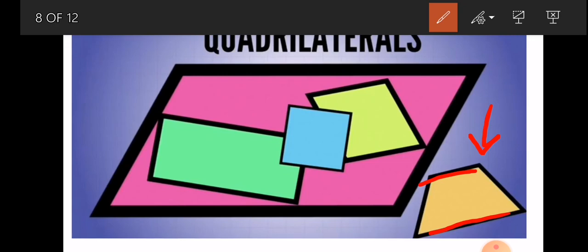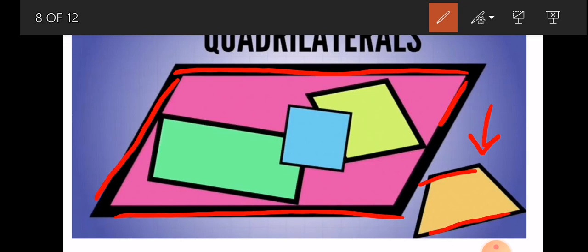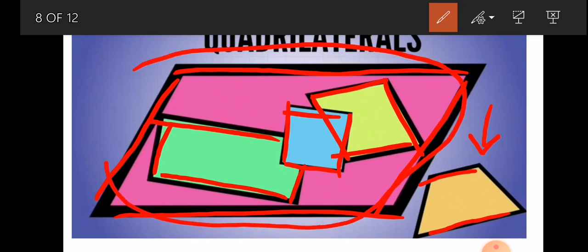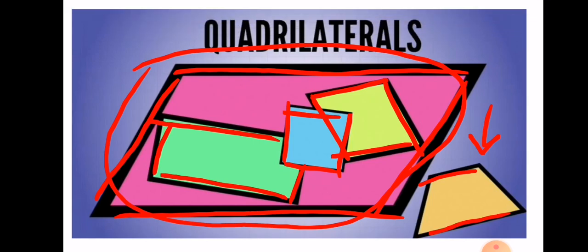But the rest of the quadrilaterals, all of them, they have what? Two pairs of parallel lines. Like what? Like the parallelogram. Also, the rectangle, these two are parallel, these two are parallel. The square, these two are parallel, these two are parallel. The rhombus, these two are parallel, these two are parallel. So all of them can be in a group called the parallelogram group. The trapezoid is alone because the trapezoid is totally different from them.